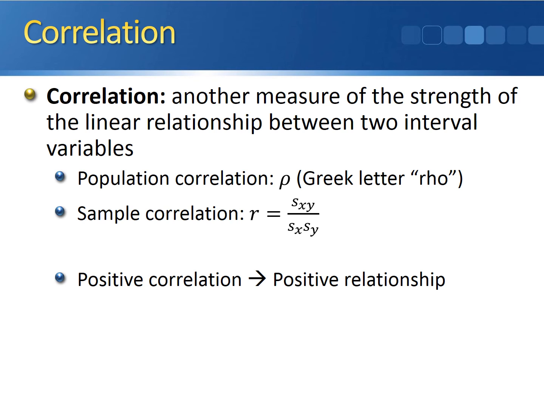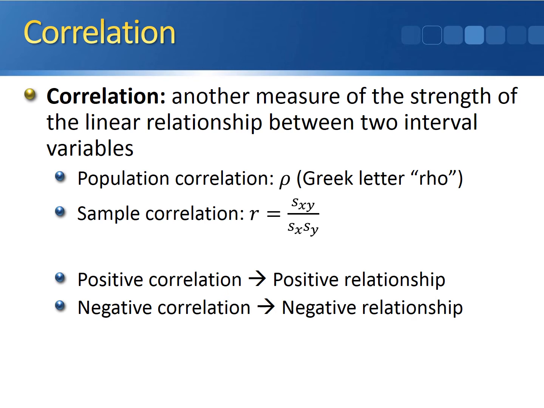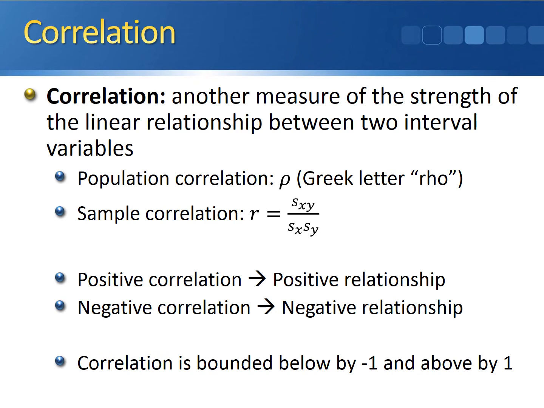Just like with the covariance, if we have a positive correlation, we have a positive relationship between the variables. If we have a negative correlation, we have a negative relationship between the variables. The nice thing about the correlation, though, is that it's bounded below by -1 and bounded above by +1. As a result, the correlation has a very clear interpretation that tells us what's going on between our predictor variable and our response variable.